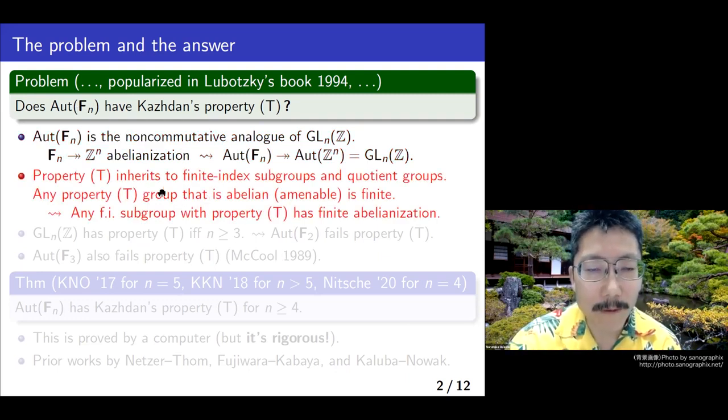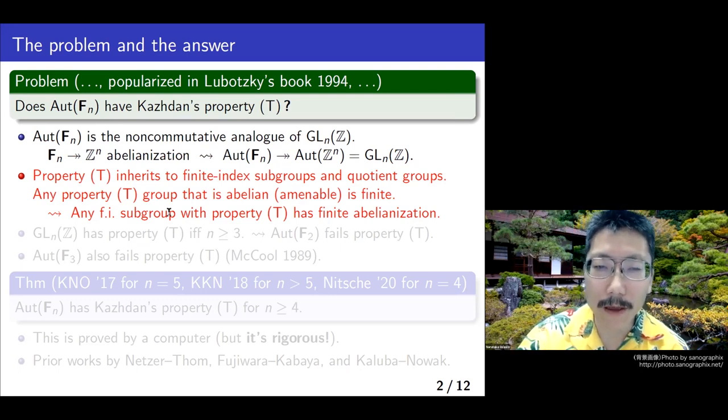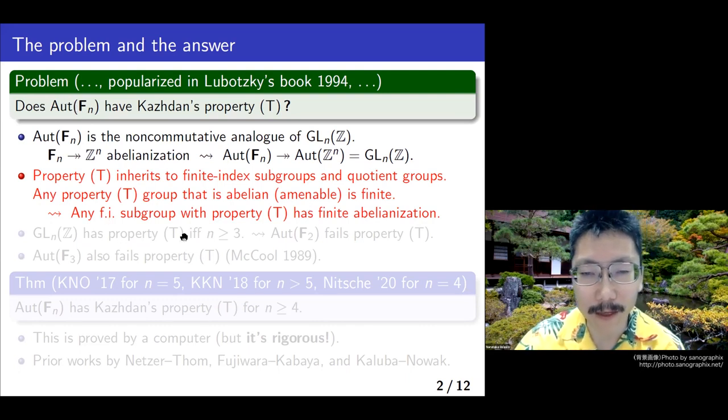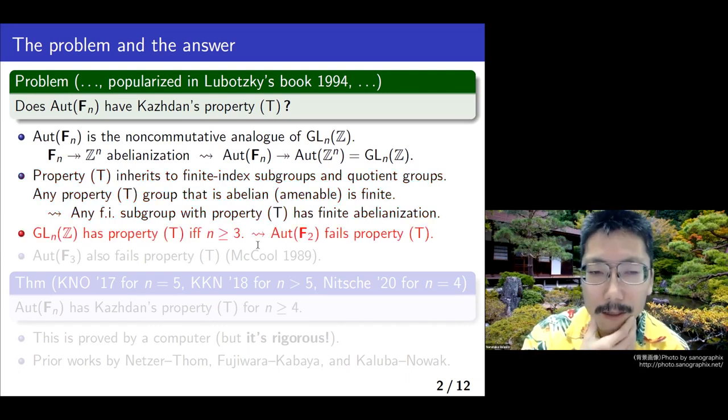And property T, whatsoever it is, is inherited by finite index subgroups and also quotient groups. And we know that any property T group which is abelian, or if you know it, which is amenable, must be finite. And so any finite index subgroup with property T has finite abelianization. This property was not known for the automorphism group of the free group on n generators. And GL_n(Z) has property T if and only if n is at least 3. This is a result of Kazhdan.